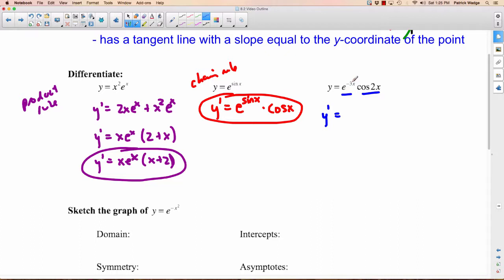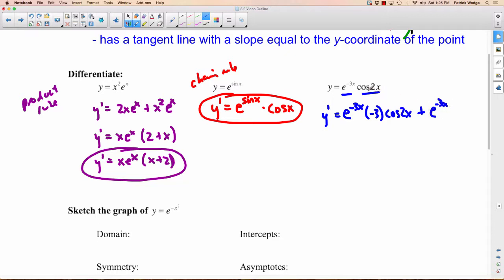The derivative of e to the something is e to that same something. But then we need to multiply by the derivative of the inner function, which is negative 3x. And the derivative of negative 3x is negative 3. Okay, then we multiply that by the second piece, which is cosine 2x, plus the first piece, which is e to the negative 3x, times the derivative of the second piece.